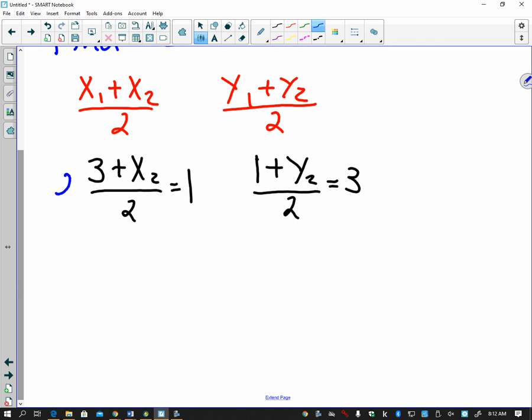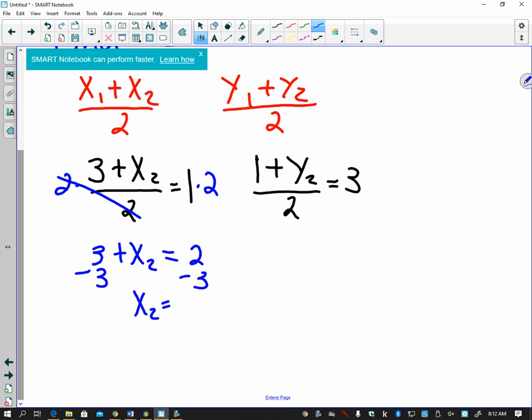Multiply both sides by 2. All right, so we have 3 plus X2 equals 2. Okay, that crosses that out. What's next? Subtract 3. What does X2 equal? -1. So the X coordinate for the other side is -1.